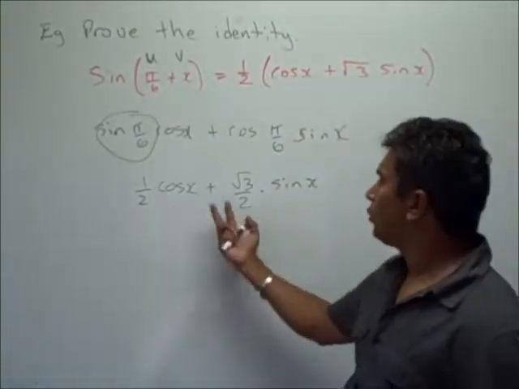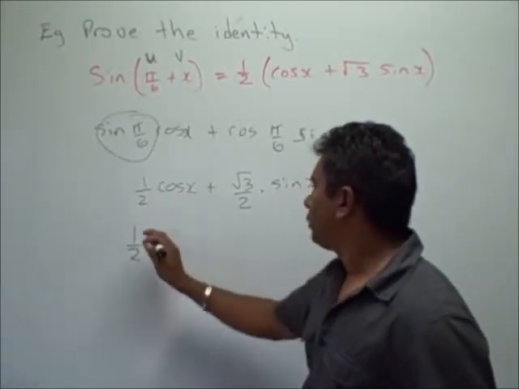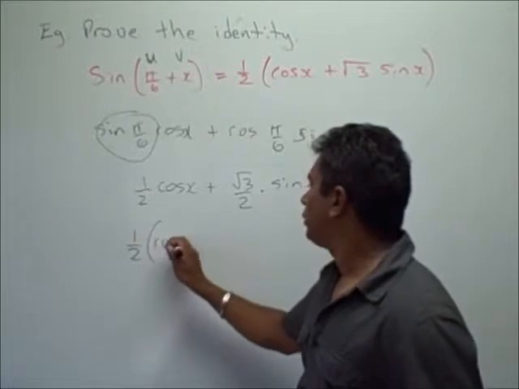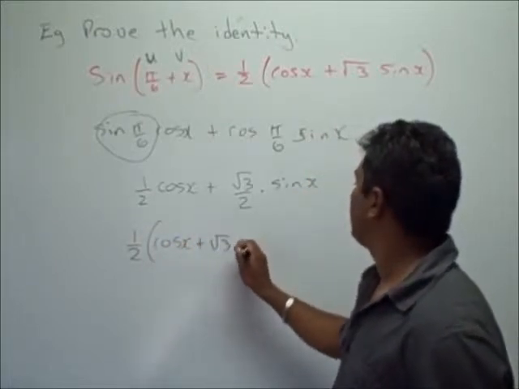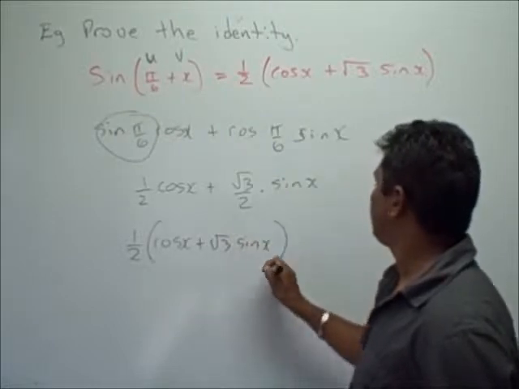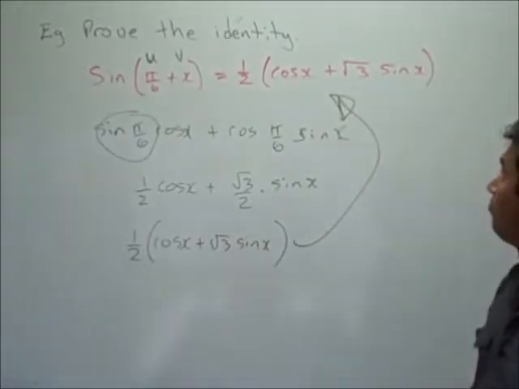If we factor out the 1/2, we're left with 1/2 cosine of x plus the square root of 3 sine of x, which is the same thing as this.